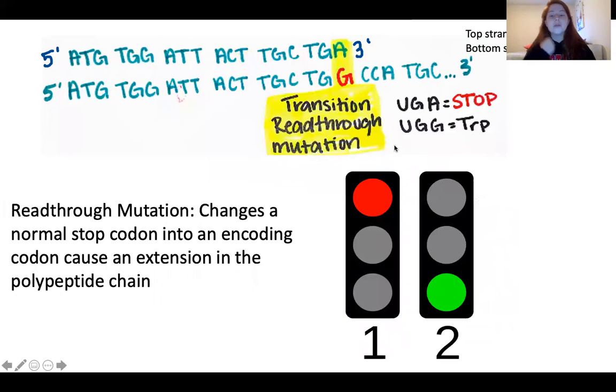And then the read-through mutation changes a normal stop codon into an encoding codon, causing extension of the polypeptide chain. So it goes from a stop codon to a go codon. So we have a red traffic light, we're driving, and we're stopped, and then all of a sudden it turns green, so then we can actually continue driving. So I changed TGA to TGG, and this is a transition, and I got UGA, which is a stop codon, to UGG, which is a TRP codon, which extends the polypeptide chain.